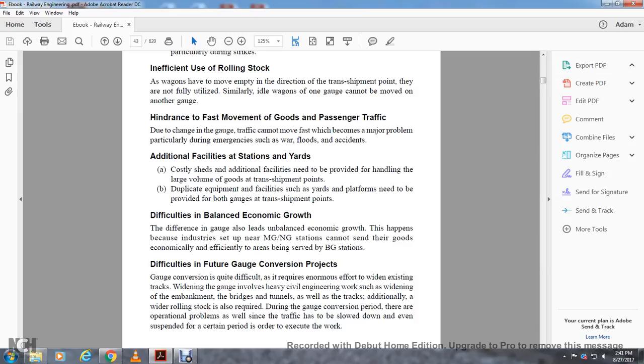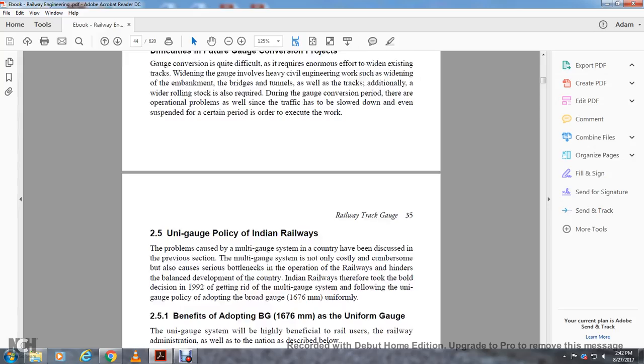Difficulties in future gauge conversion projects. Gauge conversion is extremely difficult and requires enormous effort to widen existing track. Widening the gauge involves heavy civil engineering work such as widening of embankments, bridges, and tunnels, as well as the tracks. Additional wider rolling stock is also required during the conversion period. There are operational problems as well, as traffic is slowed down or even suspended for a certain period in order to execute the work.